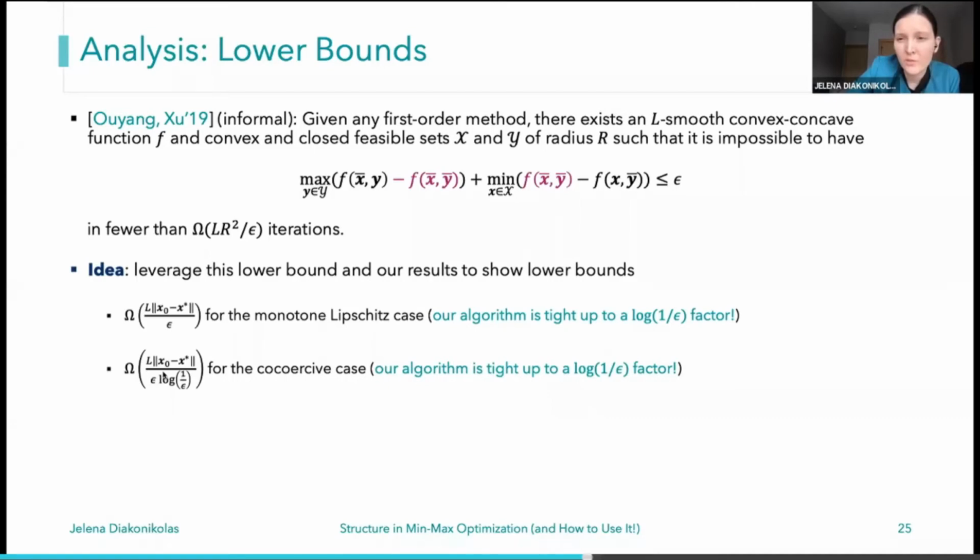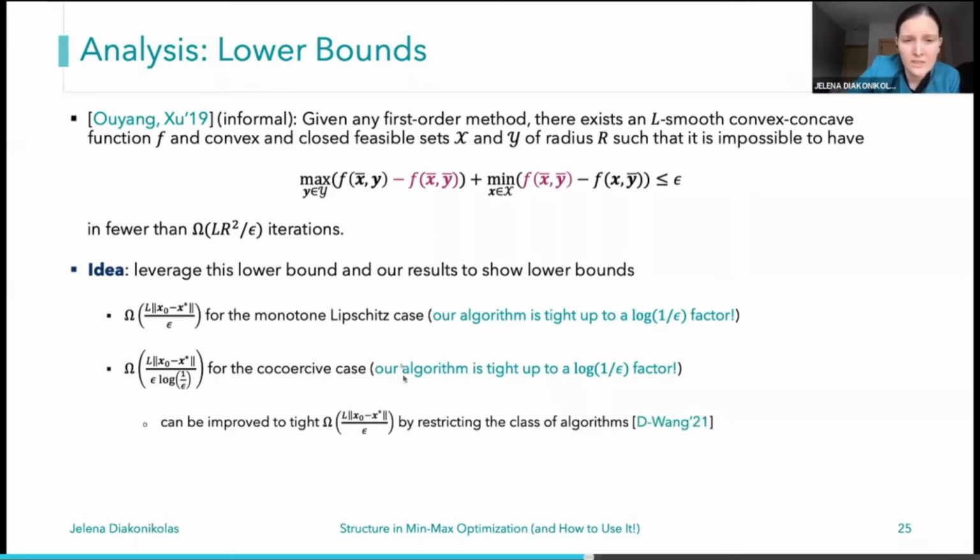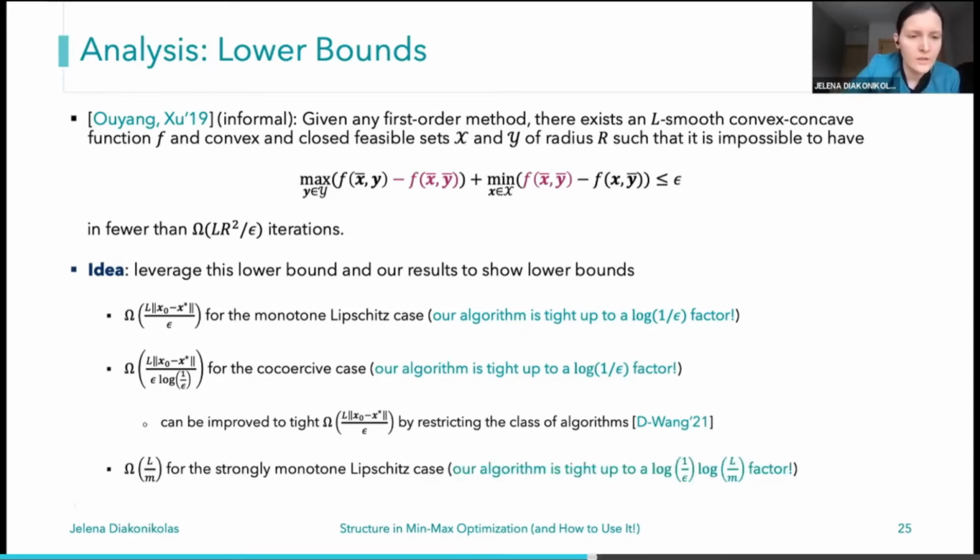If you restrict the algorithm class, you can actually get that this is tight. So that's just in a more recent paper of mine, but ask me about it if you're interested. I'll talk more about it. And you can also get a lower bound for the strongly monotone Lipschitz case. This log 1 over epsilon really shouldn't be here. It should be in the lower bound, but that's just the consequence of the reduction.